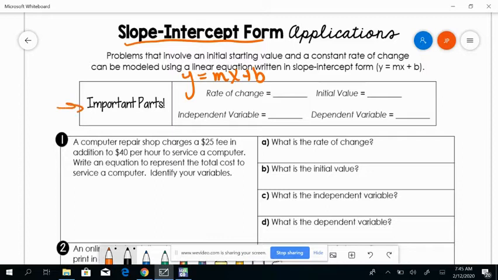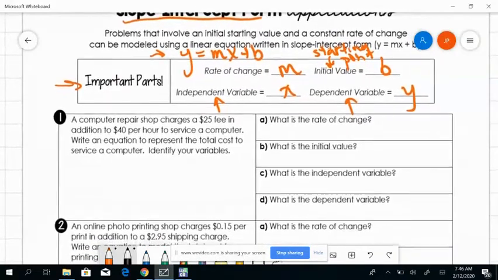So up here, my important parts, my rate of change, remember that's another word for slope. So that's my m. My initial value, think of that as our starting point. We talked about it being the starting point when we were graphing. And our starting point is always b. And then if you think way back to when we first started all this stuff, we talked about what a function is, what a relation is. And when we're talking about independent and dependent variables, remember my independent variable is my x, and my dependent variable is my y. So we have places for all of those in this equation. So let's take a look at a couple of these and see how they shake out.